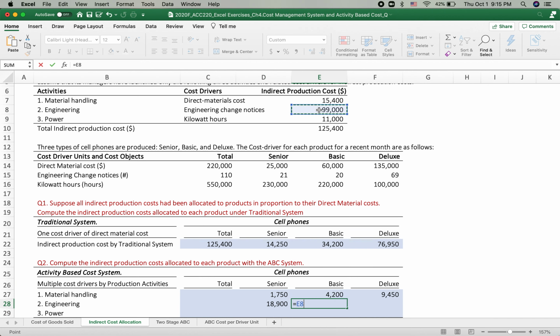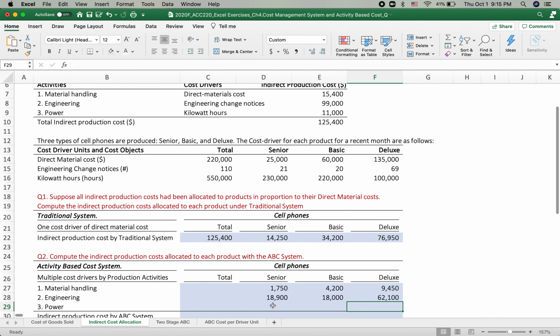And then the same way, out of 99,000 times percentage of this engineering change notice out of total engineering change notice. So 18,000 is the indirect production cost under the engineering activities using the cost driver engineering change notice information. Good. Then finally 99,000, how do we allocate? One more time. 69 number of engineering change notice over total engineering change notice. So we got it, right?